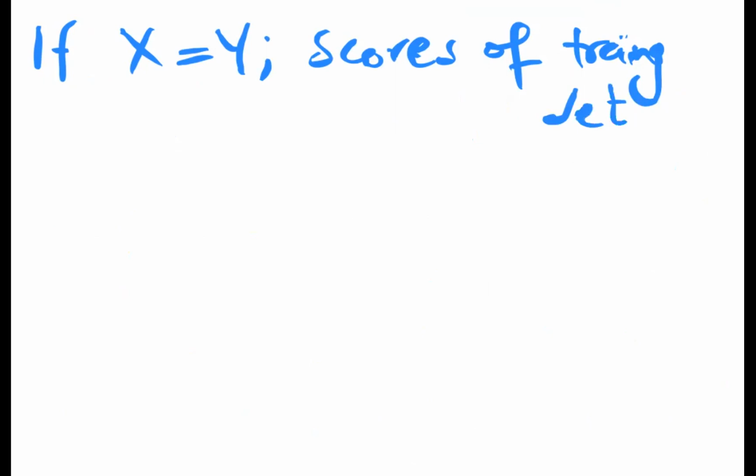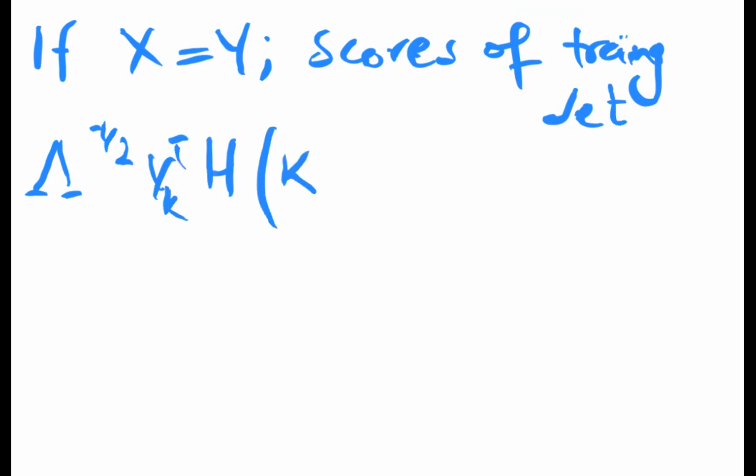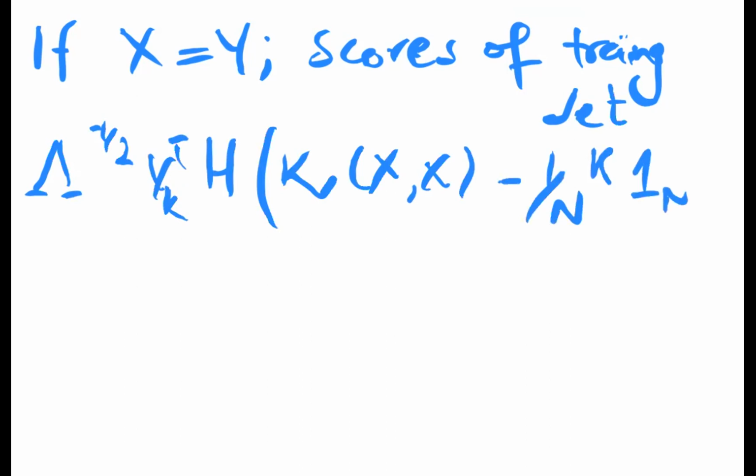And then let me just write it down quickly. Half vk, okay. And then you have h, and then you have, I'm just writing down the expression again and again so that you guys understand it. Minus 1 by n k 1 n 1 n transpose, right?